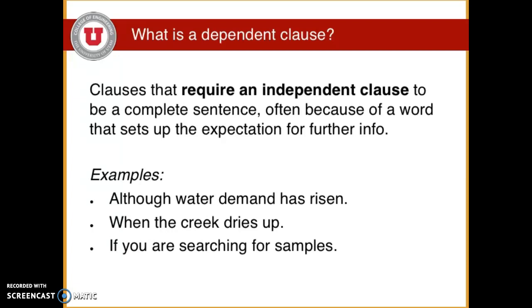And below there's a few examples of dependent clauses that are also incomplete, grammatically incorrect sentences. So "Although water demand has risen," we're setting up the expectation that there will be a follow-up thought to that. "When the creek dries up, if you are searching for samples." These are considered fragments.